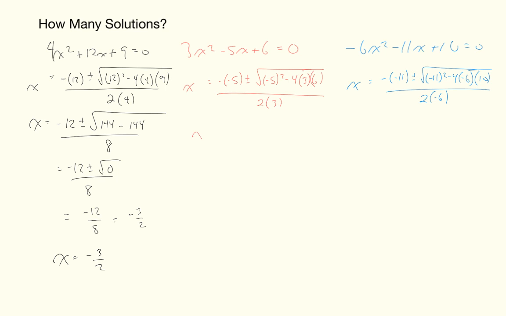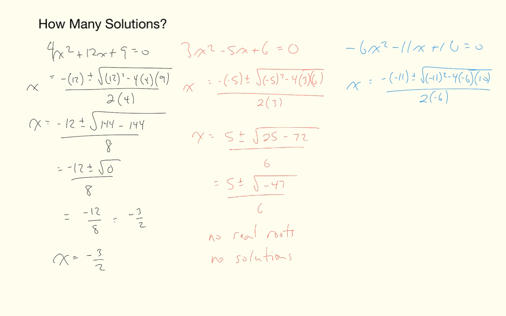In the second one, x equals negative negative 5, which is positive 5, plus and minus, let's see, we've got 25 minus 12 times 6, which is minus 72, over 6. So 5 plus and minus the square root of negative 47 over 6. Now I know that negative numbers inside a square root anyway, there's no real such thing, so I say no real roots or no solutions.